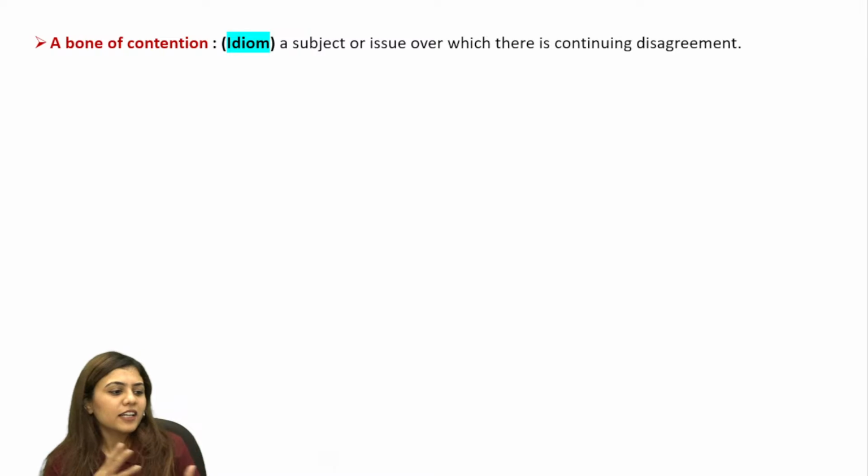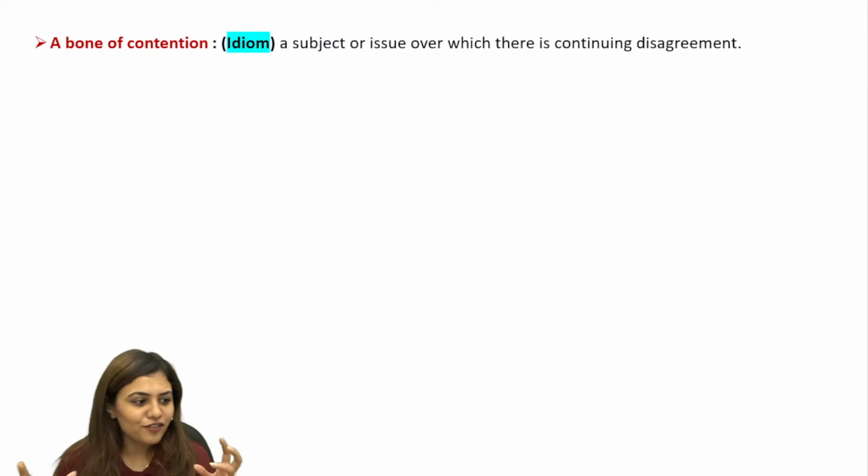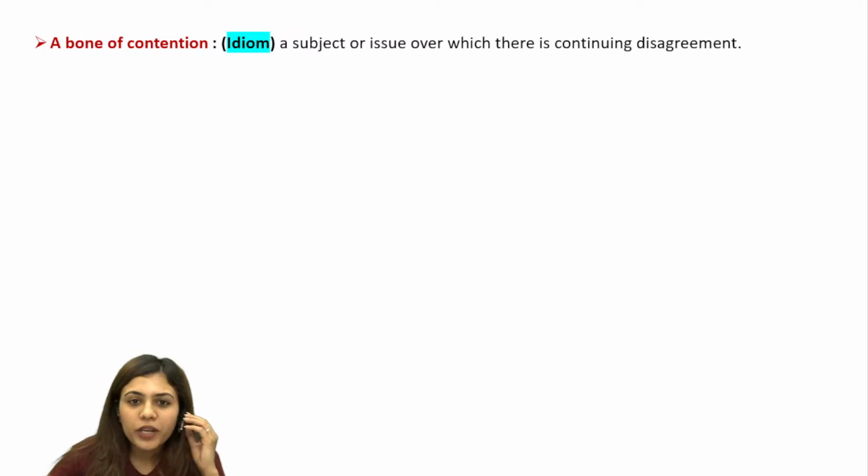ठीक है? तो कैसे याद रखेंगे a bone of contention? Basically, you will remember two dogs fighting for a bone. And if there is a fight over a bone, that means obviously they are mutually on disagreeing terms. That's an idiom. Okay? Let's see how we can use it in a sentence.